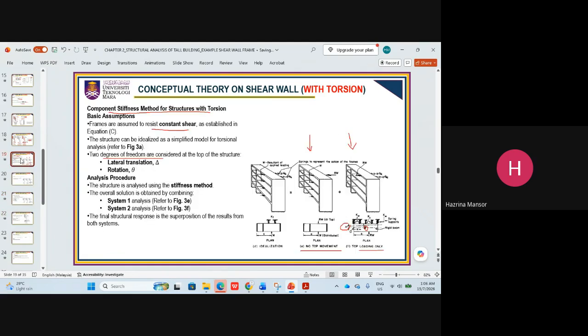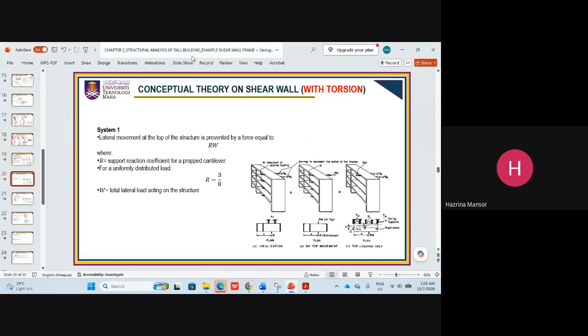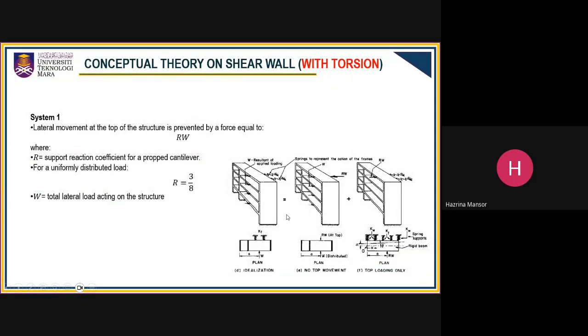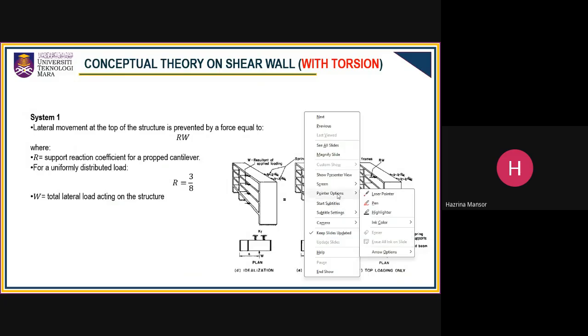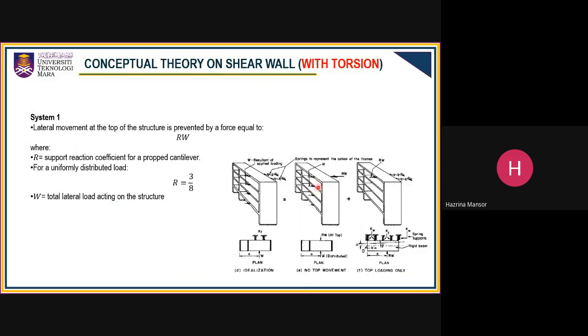Okay. So in this particular example, let's start with this. System 1, where you can see this is considered as system 1. In system 1, we are preventing the movement at the top of the structure systems. Therefore, the load being distributed must be resisted by the RW.